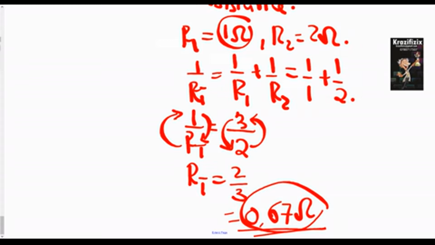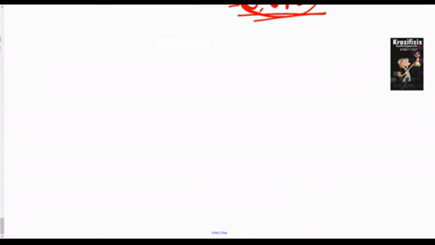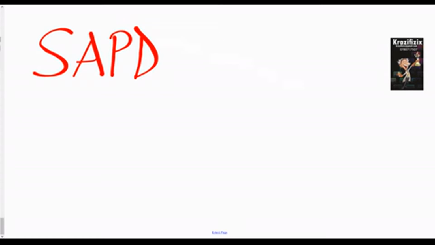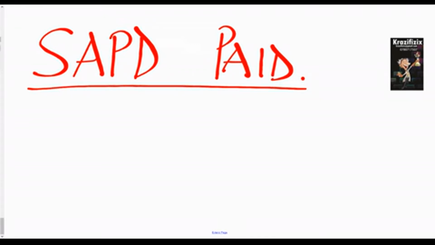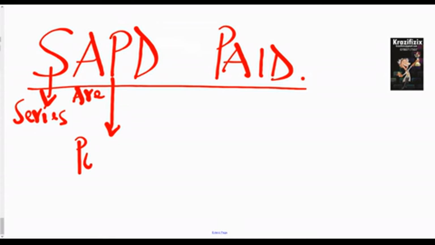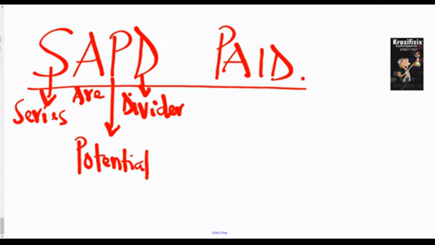Now, what is the behavior of current and potential difference? I'm going to make this very simple. I know we come from different backgrounds of learning, but I'm going to make this very simple. There's an acronym that we use in physics. We say SAPD, and PAID. If you can understand this, it's just going to make our life very easy. SAPD, you know, South African Police Department. Series are potential dividers. So when you have a series connection, potential difference is divided.